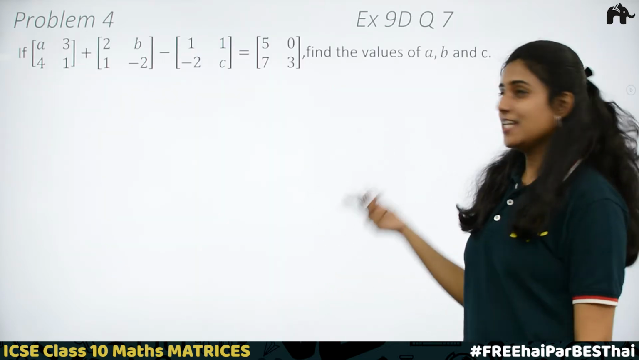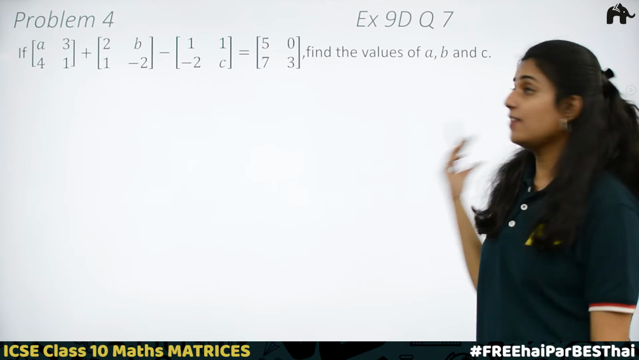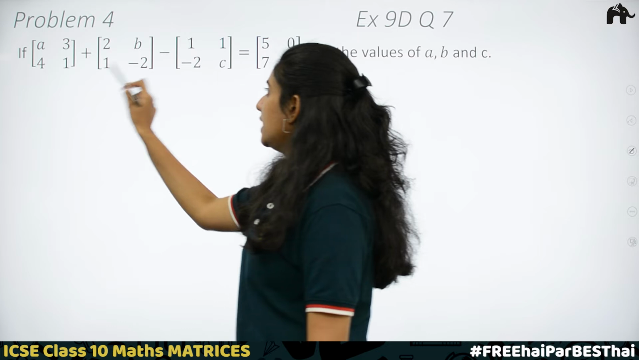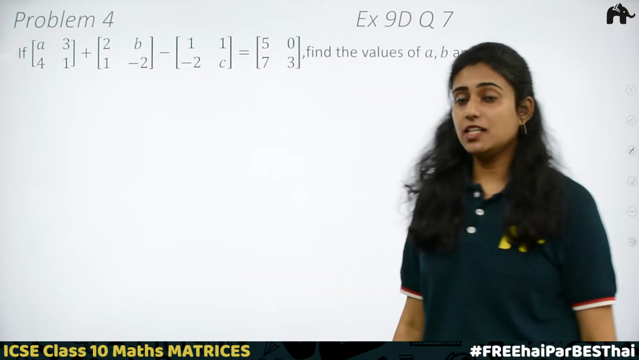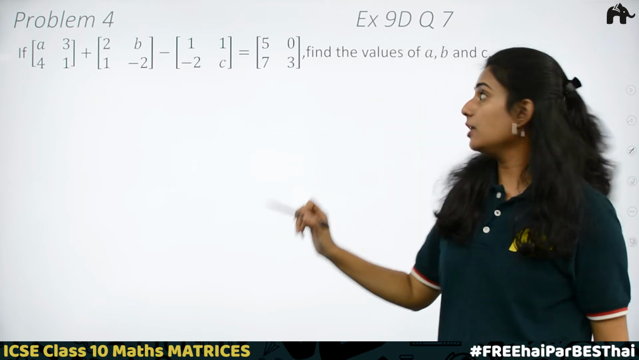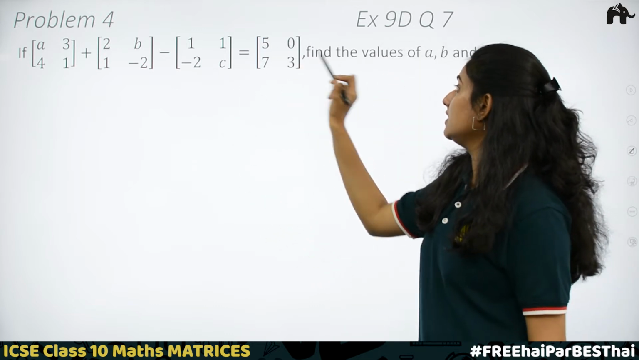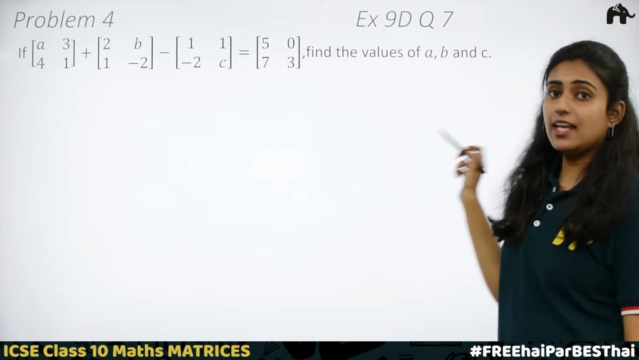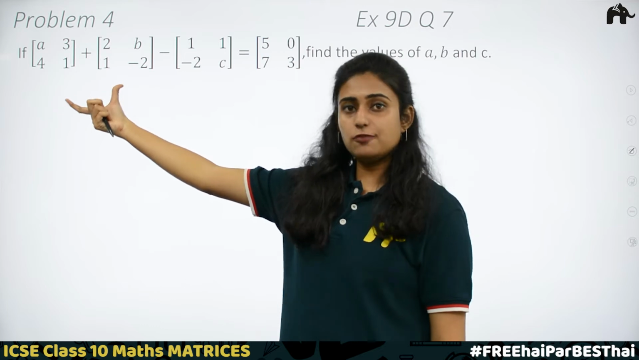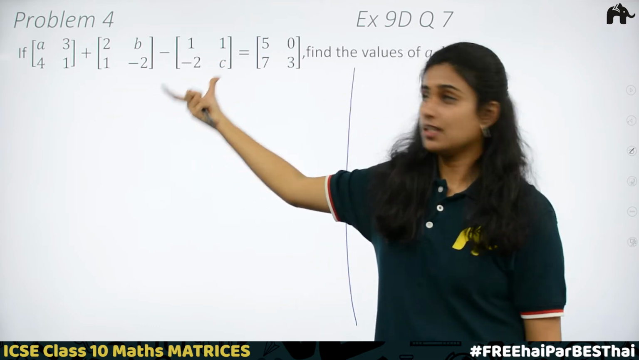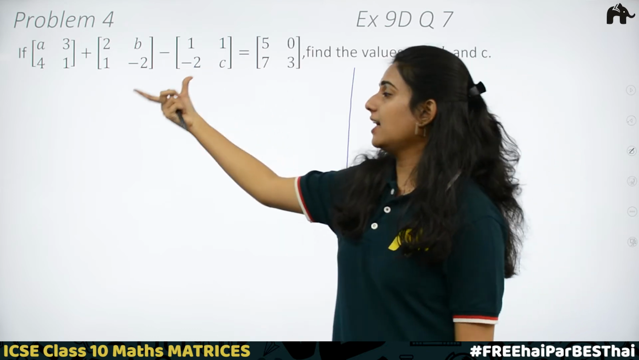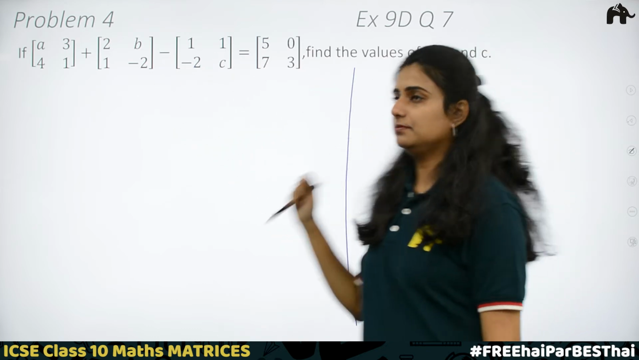Okay, here we have the next problem. Problem 4, question 7 of exercise 9D. If the matrix [A 3; 4 1] plus [2 B; 1 -2] minus [1 -2; C] is equal to [5 0; 7 3], find the values of A, B and C. Here we have to perform the addition of matrices and then the subtraction. These two parts are equal.